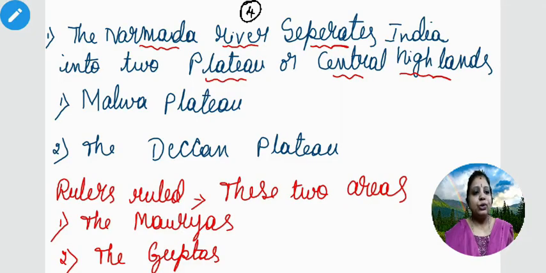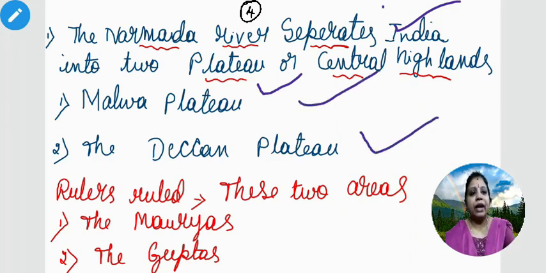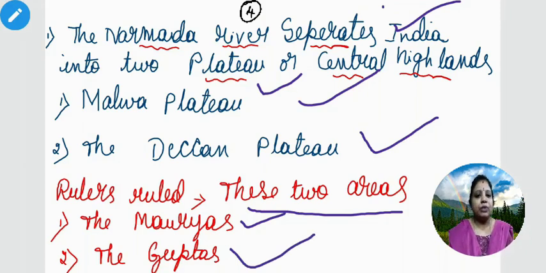Now I will review the points we have discussed. First, the Narmada river separates India into two important plateaus: first, the Malwa Plateau or Central Highlands, and second, the Deccan Plateau. The rulers who ruled these two areas were the Mauryas and another famous kingdom, the Guptas. These are the two important rulers who ruled over these two areas.